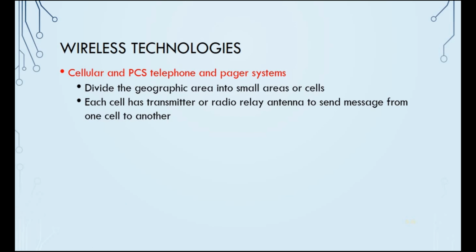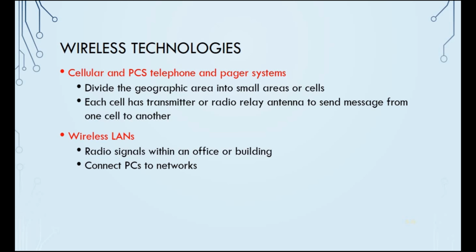Cellular and PCS, telephone and pager systems, divide the geographic area into small areas or cells. Each cell has transmitter or radio relay antennas to send messages from one cell to another. Wireless LANs, radio signals within the office or building. It connects PCs to networks.